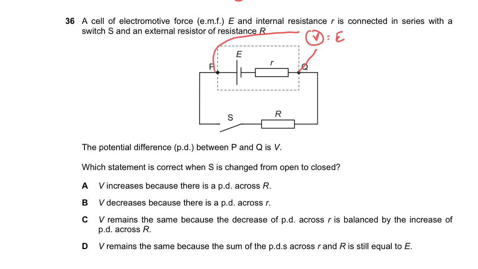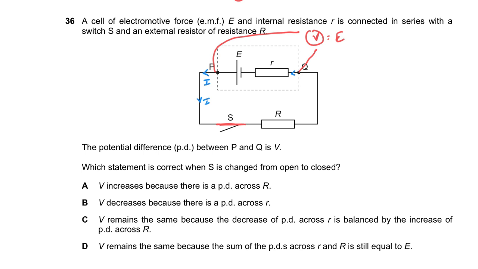What happens when you close this switch? Now, when the switch is closed, the circuit gets completed. And we've got some value of current flowing through the circuit. And when current flows through the circuit, there will be current flowing through the internal resistance.